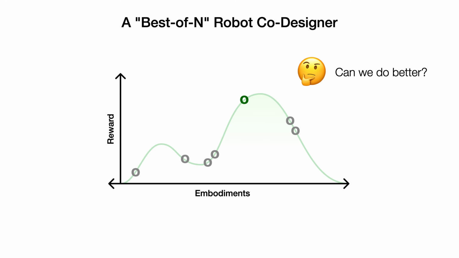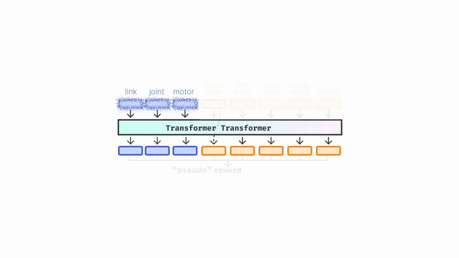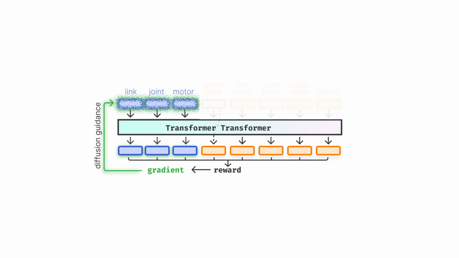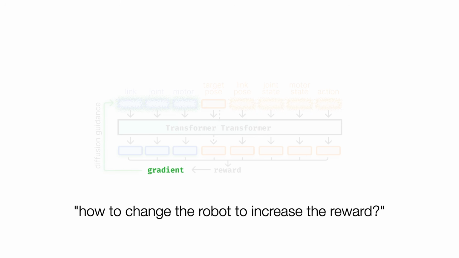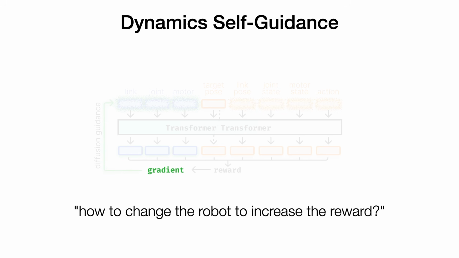What if we can take the gradient of the optimization landscape to nudge samples to higher rewards? Let's see. Recall, at each diffusion time step, the intermediate noisy tokens are a function of the embodiment tokens. This means that the pseudo rewards are also functions of the embodiment tokens. So for differentiable reward functions, we can take its gradient and then incorporate it back into the diffusion process, which pushes samples towards higher rewards. With this gradient, we're asking the model to consider how to change the robot to increase the reward. And since the network uses its own dynamics predictions to steer itself, we call this procedure dynamics self-guidance.